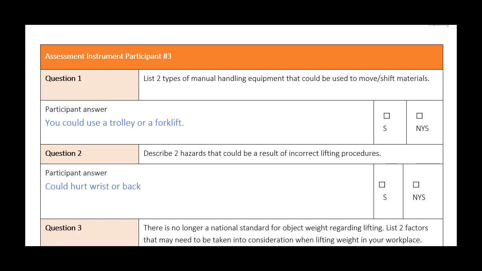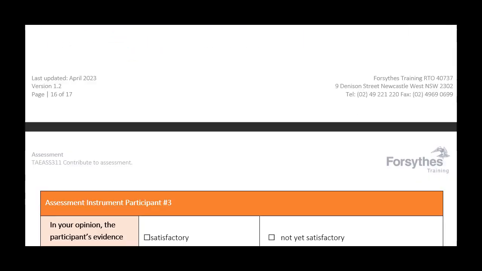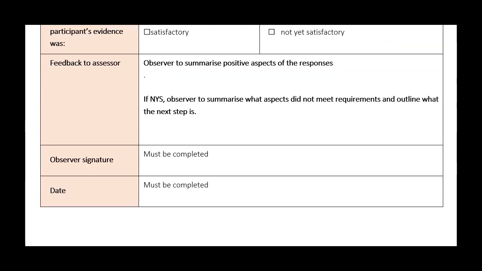So what you need to do in this instance is go back and have a look at the marking guide. Are his responses accurate? Are they satisfactory or not yet satisfactory? And again, provide a summary to Sam to make a final judgment. Just remember your job role here is that you are the observer.